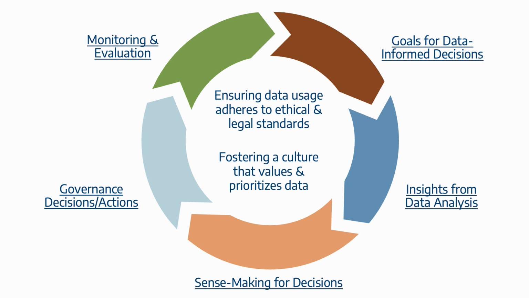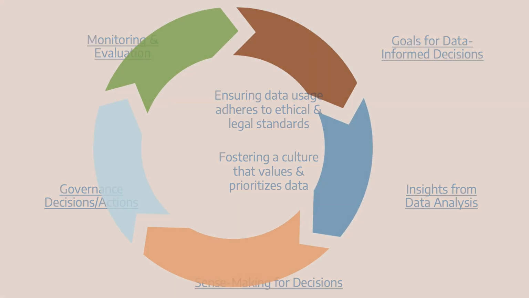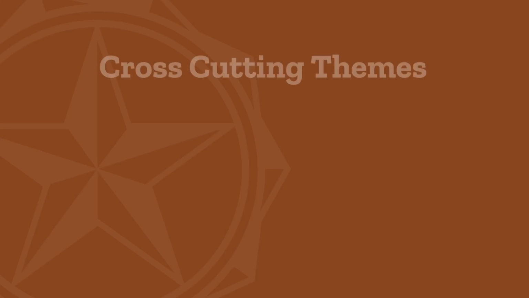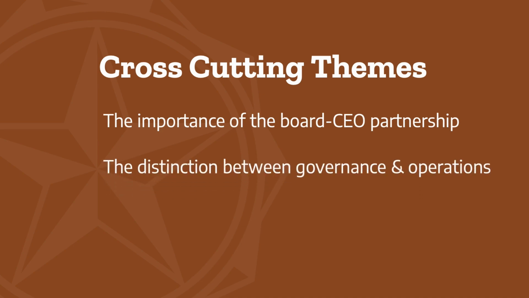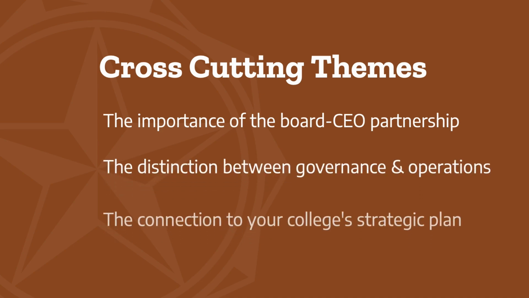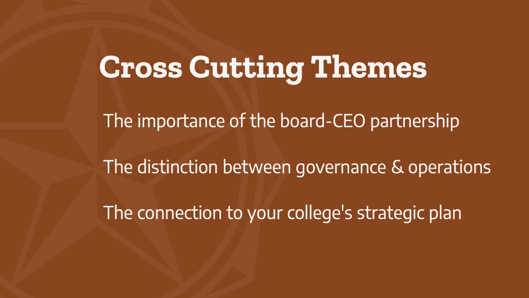It outlines 9 interconnected steps that assist trustees in defining objectives, analyzing data, making informed decisions, and evaluating outcomes. As we move through each module, you'll gain a deeper understanding of each step and how they work together to support effective governance. Throughout this series, we'll emphasize 3 critical themes that cut across all 9 steps of the DIG framework. They are the importance of the board-CEO partnership, the distinction between governance and operations, and the connection to your college's strategic plan. You may be wondering, why does any of this matter, and why does it matter now more than ever?